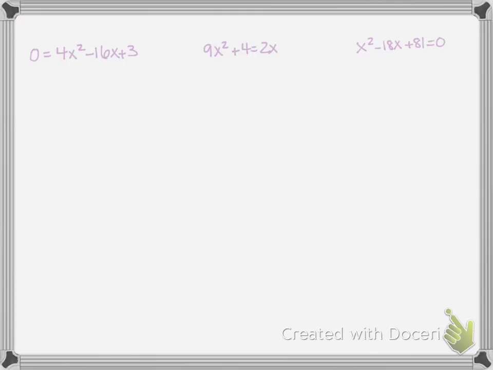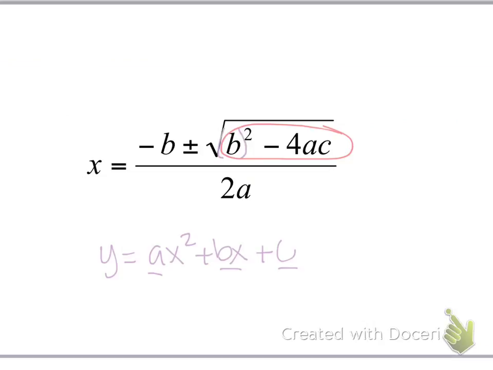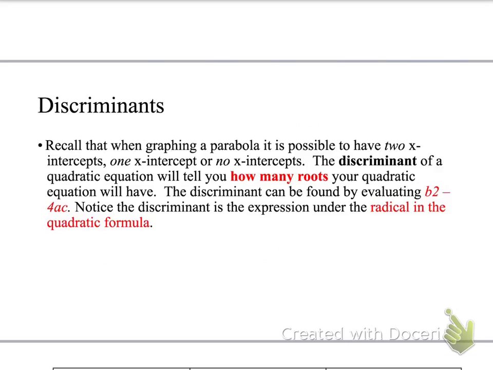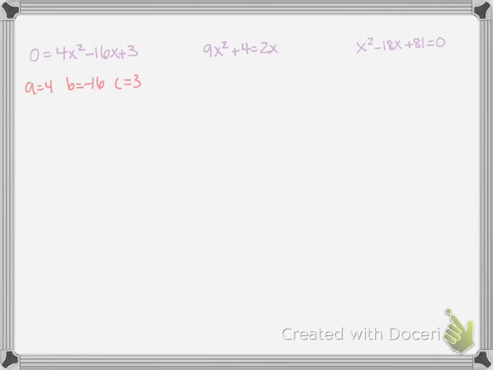Okay, so my first set here, my a is 4, my b is negative 16, my c is 3. So I'm just using the part that's underneath the radical, my b squared minus 4ac. Whenever I take a letter and put in a number, I make sure I use parentheses. So b squared minus 4 times my a times my c.